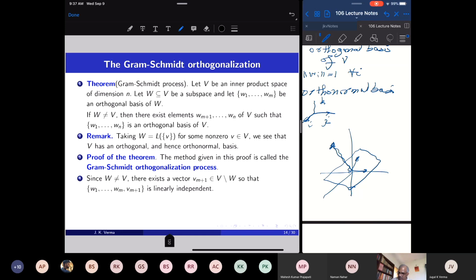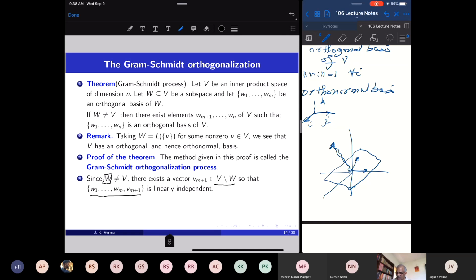I am given a set of mutually perpendicular vectors which are forming a basis of W, and if W is not equal to V, then I want to enlarge these mutually perpendicular vectors inside W to a basis of V. So suppose W is not equal to V. Then there is a vector in V which is outside W. And we have seen that if I take a vector which is outside the linear span of a given set of vectors, then this new set of vectors is going to be linearly independent.